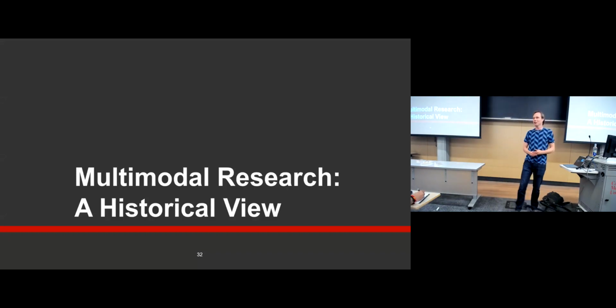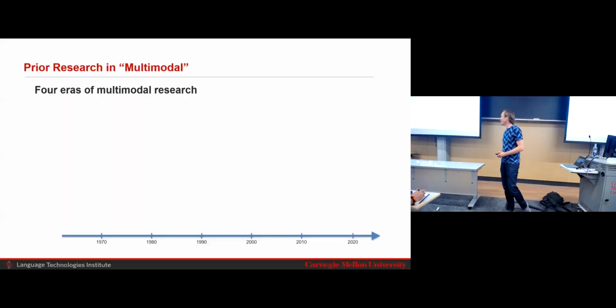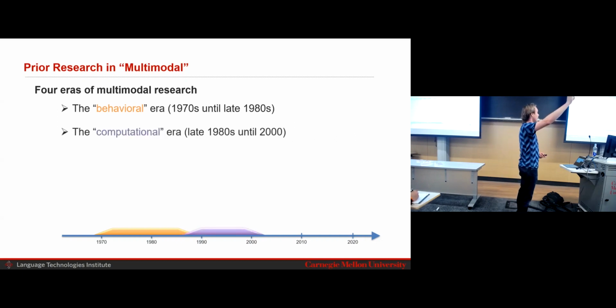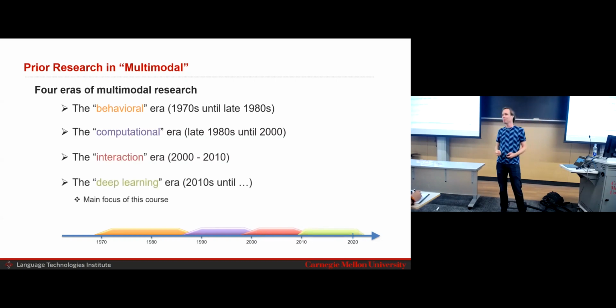Okay, this is me showing I'm really old. Multimodal is a process that has at least four eras. You might ask, was there anything before 2015? There's at least the behavioral era, the computational era, the interaction era, and I would say the deep learning era. The course is definitely about the deep learning era. That's what we will focus on. But I had to put at least four slides on the other eras, otherwise I would feel bad.